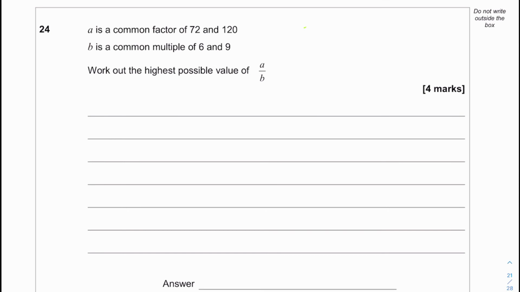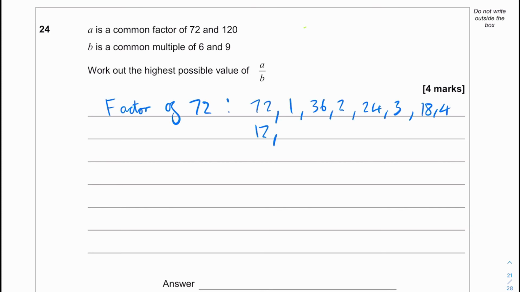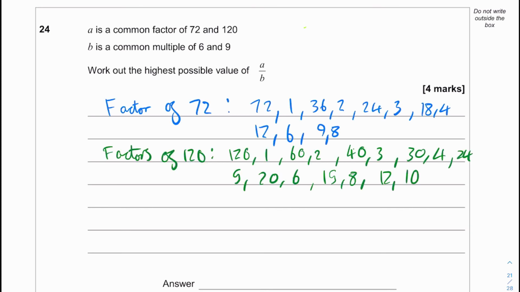Okay, so question 24, we are told that A is a common factor of 72 and 120, and B is a common multiple of 6 and 9, and we need to work out the highest possible value of A over B. So the first thing to do is to write down all the common factors of 72 and of 120 as well. Okay, so once we've done that, what we need to do is find the highest common factor which occurs for both 72 and 120.